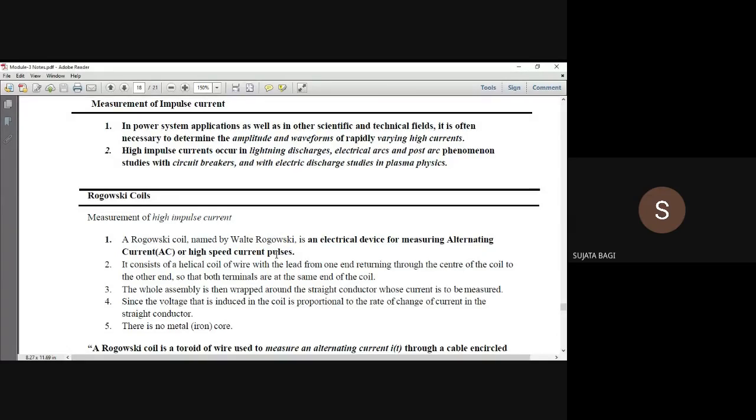Okay, dear students, in today's class I'll explain what the Rogowski coil is and how exactly it works, and what its advantages and disadvantages are. Afterwards, we'll go on to the cathode ray oscilloscope.